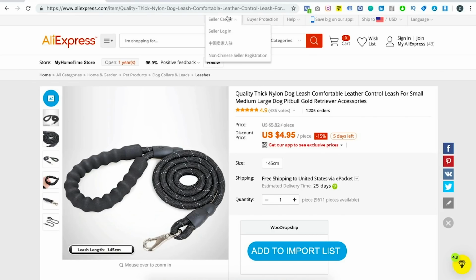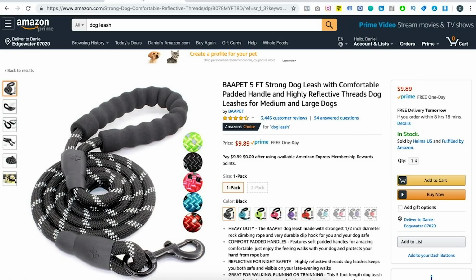Well, it's important because Amazon is all about what? It's all about convenience. So what makes you better than Amazon? Because the question that everybody asks is, Dan, what stops somebody from going and getting this for cheaper on Amazon? Well, we're going to be cheaper than Amazon, but it needs to make sense, right? So this one is $4.95 on AliExpress, and on Amazon it's $9.89.